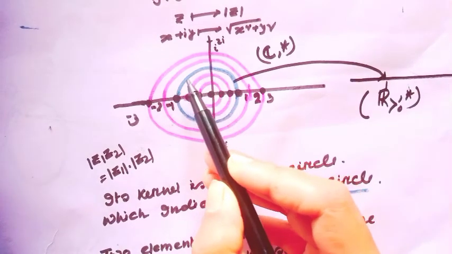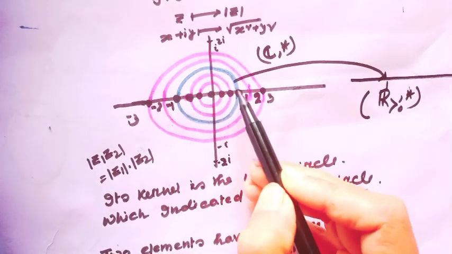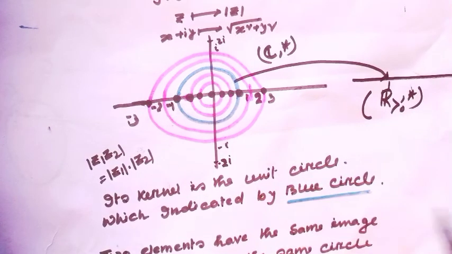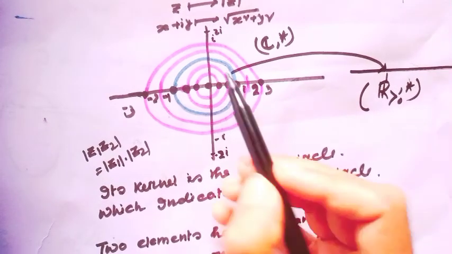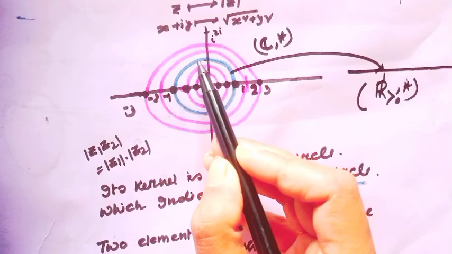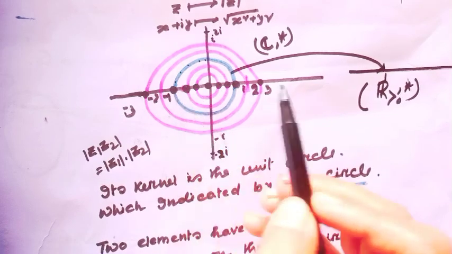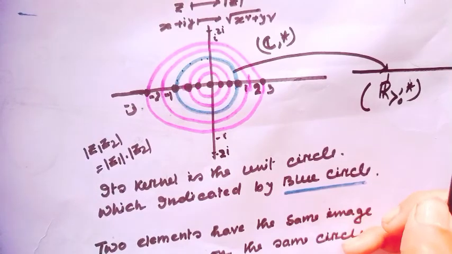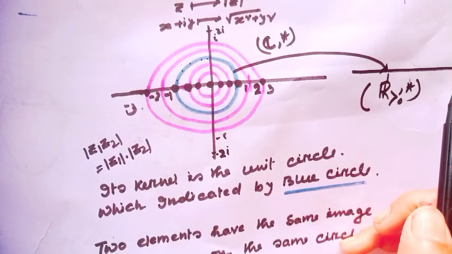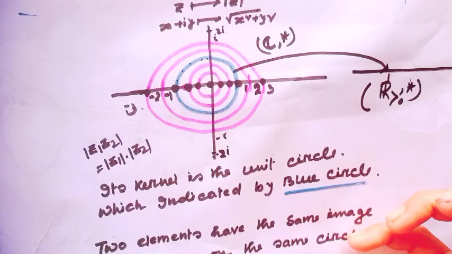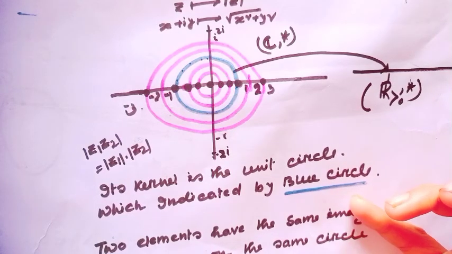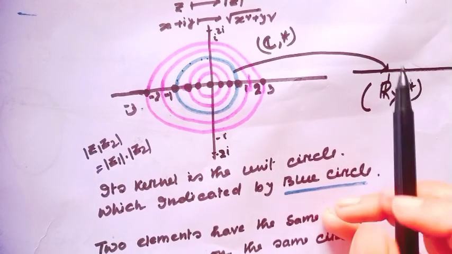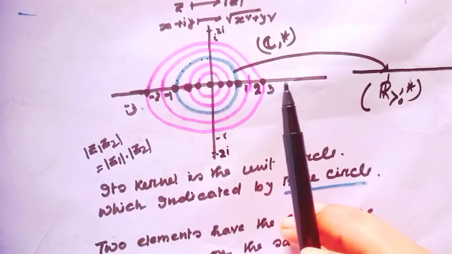That means this circle, indicated by the blue circle, is the set of all points which map to 1 in the positive real numbers. This is because this is the codomain. That means the circle of center 0 and radius 1 is the kernel of this mapping.